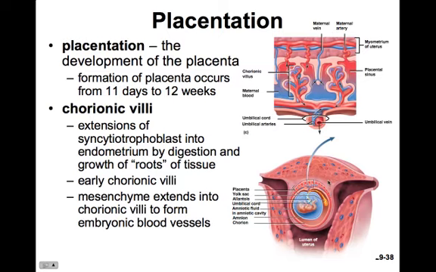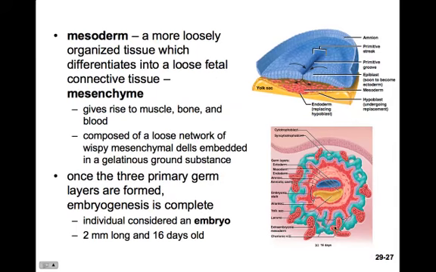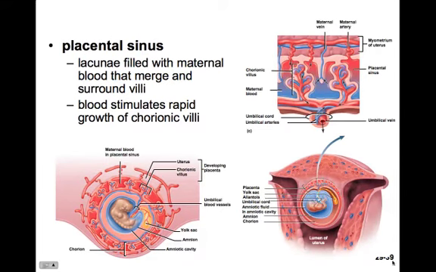We'll see mesenchyme extending into the chorionic villi from the embryonic blood vessels. If we go back a few slides, we can see this. In this diagram, you can see that these roots are the early chorionic villi. As they penetrate the uterine blood vessels, they become surrounded by lacunae, or endometrial spaces that are filled with maternal blood. The lacunae will then merge and surround each of the villi. This high perfusion of blood will stimulate rapid growth of the chorionic villi, thus stimulating growth of the placenta in general.